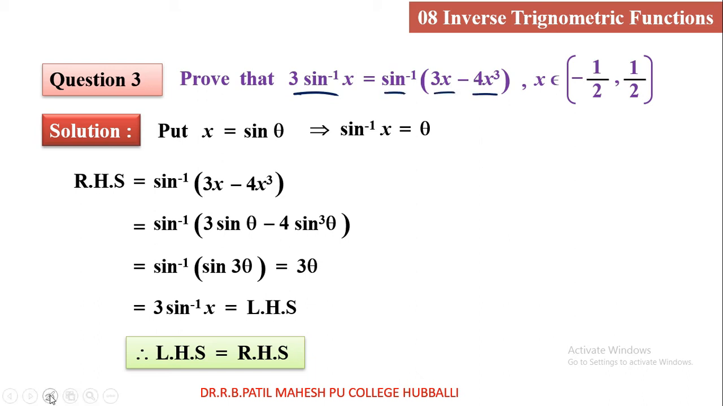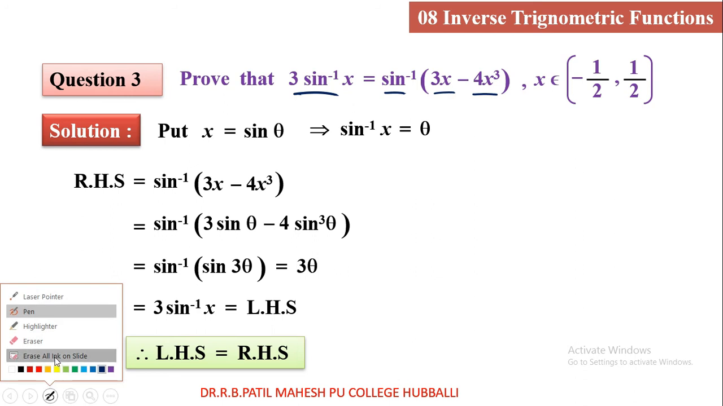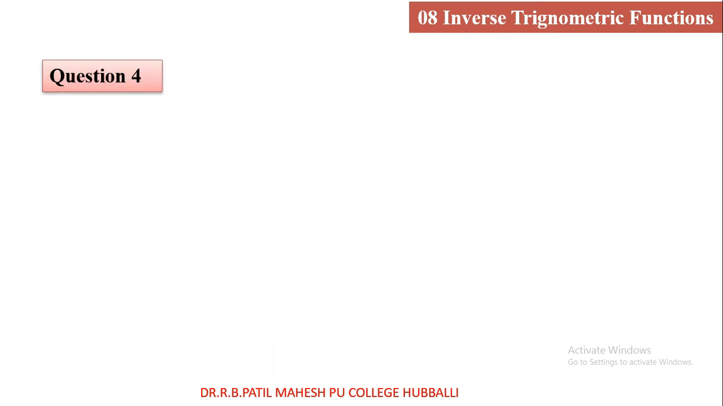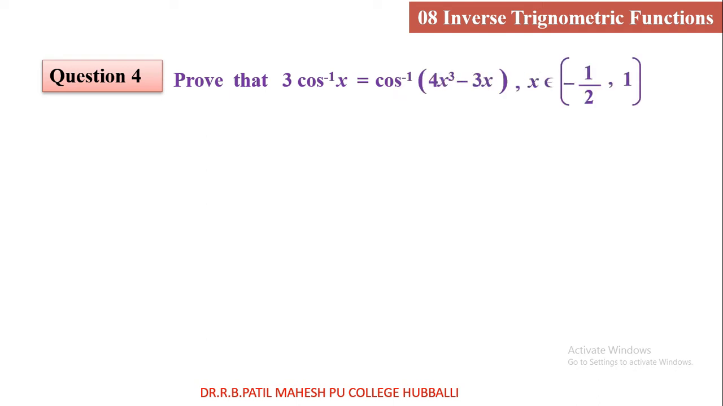Like this we have to prove the property, students, or the questions. Question number 4, in the same manner, 3 cos inverse x equal to cos inverse of 4x cube minus 3x, where x belongs to minus 1 by 2 comma plus 1 by 2.